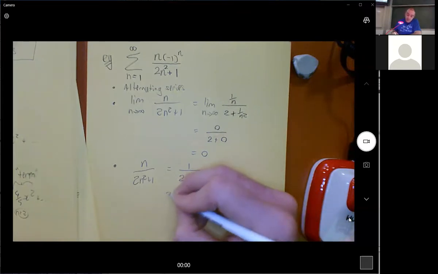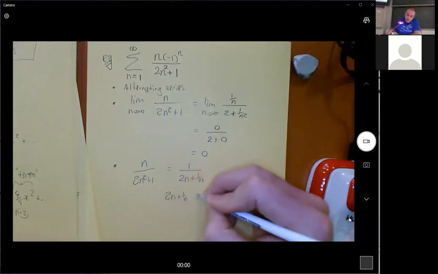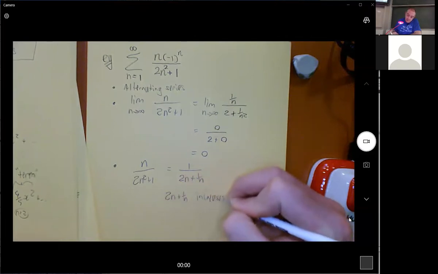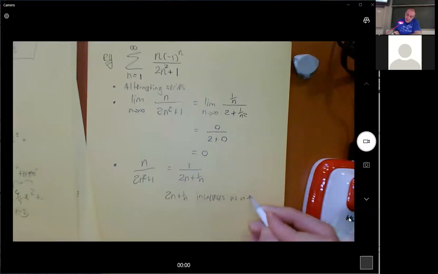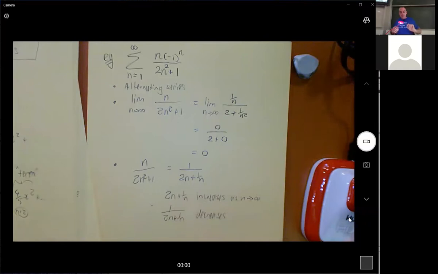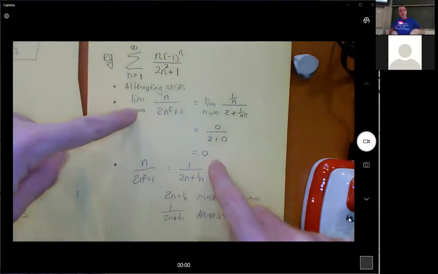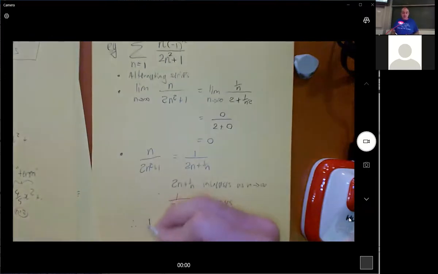Okay, so 2n plus 1 over n increases as n goes to infinity. So therefore 1 over 2n plus 1 over n decreases. And so since the terms decrease and the limit is 0 and it's an alternating series, therefore this converges.